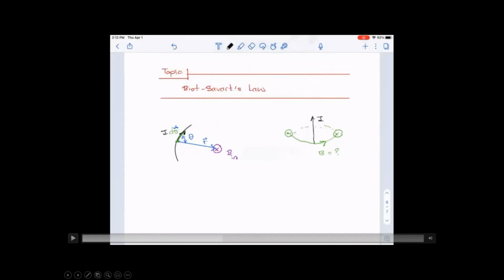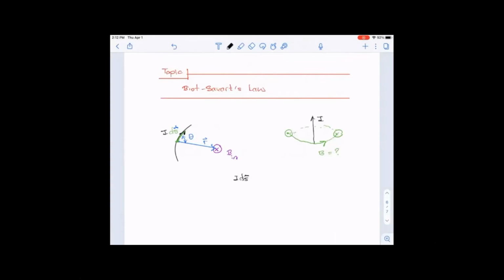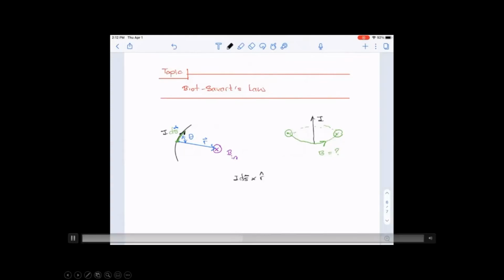This vector expression is a combination of current and the length of the wire. All right, so which means that just from a mathematics perspective, forget physics, you can actually employ the cross product for that. This cross product is going to give you a vector. It's going to be pointing into the page in essence.